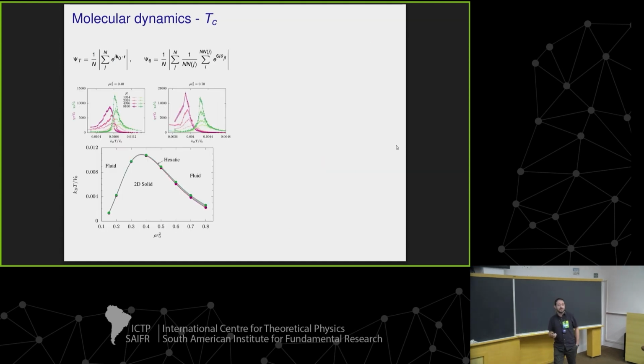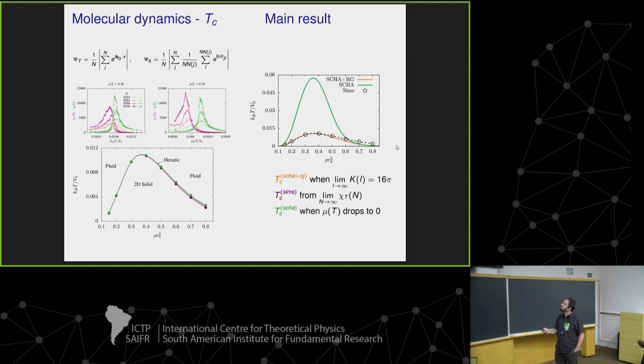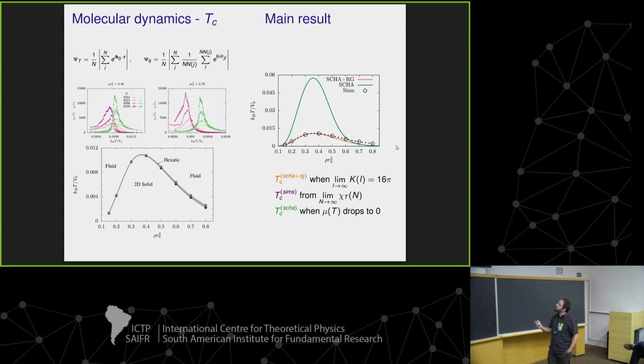So we want to check these results with molecular dynamics. We estimate the translational and orientational order parameters. We measure their susceptibilities, extrapolating the values for larger volumes or number of particles. We arrive at this numerical phase diagram. We see the two-dimensional solid phase, the exotic phase, and the fluid phase. We are interested in this purple, the two-dimensional solid phase transition. And this is our main result.